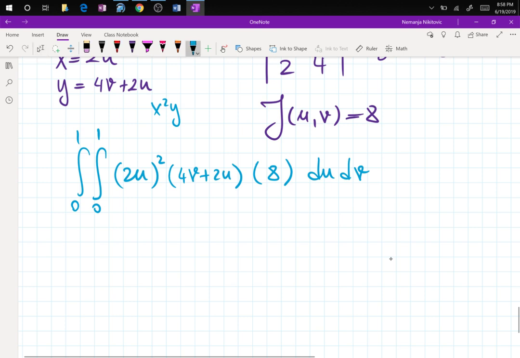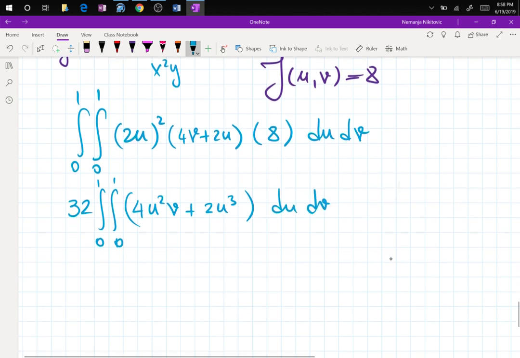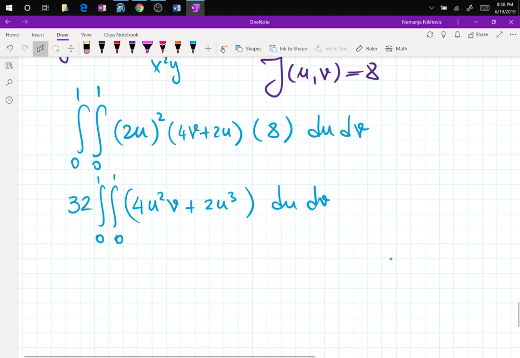So 2 squared is 4 times 8 is 32 in front of the double integral. And then I have 4u squared v plus 2u cubed du dv. We can actually kick 2 out as well. So that's going to give me a 2 over here and makes this into a 64. All right, there we go. And all we need to do is to integrate this now.